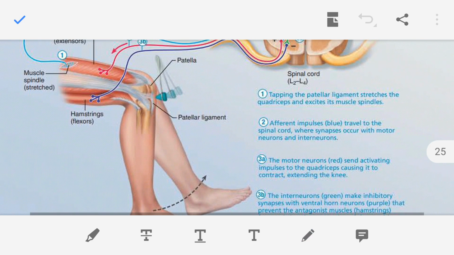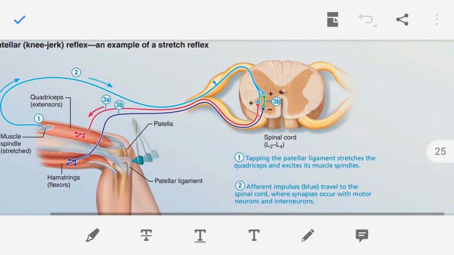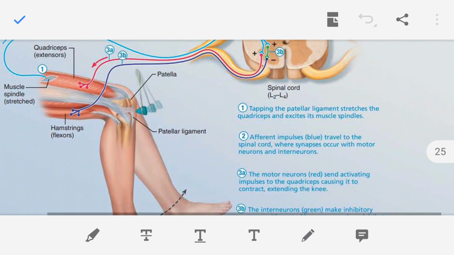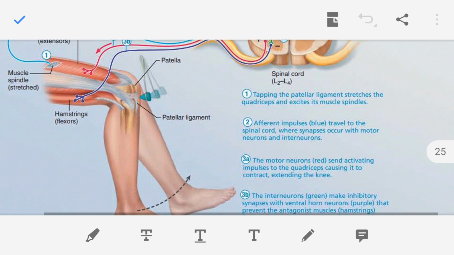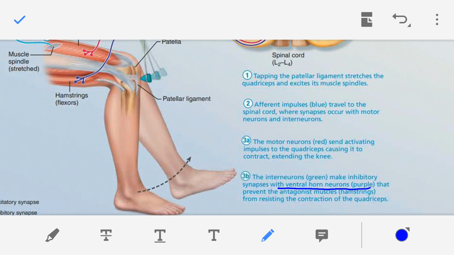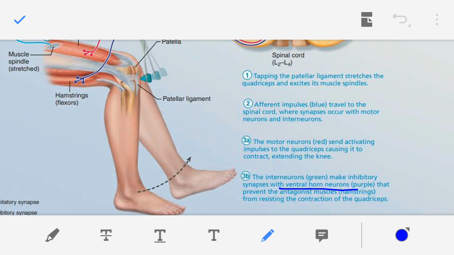Now one more type of neuron that you can see is the green color interneuron, and you can see that the green color is synapsing with the blue color, and the blue or purple color is used for the ventral horn neuron. And what these ventral horn neurons are doing is preventing the antagonistic muscle.